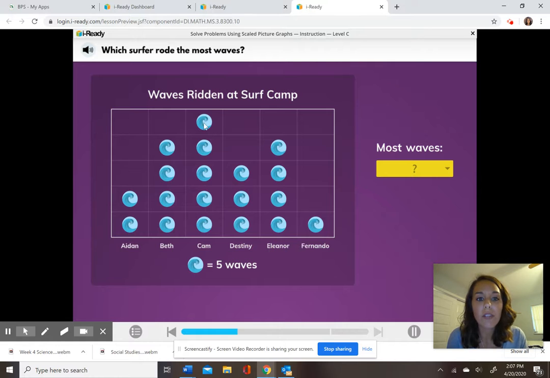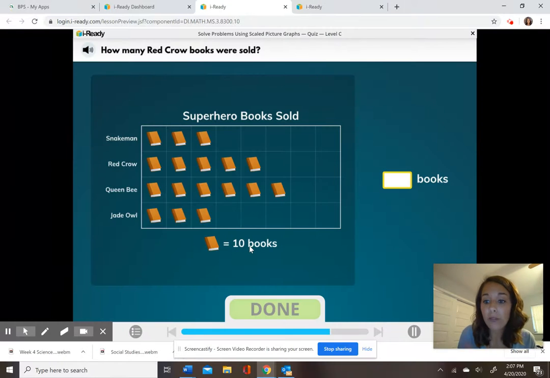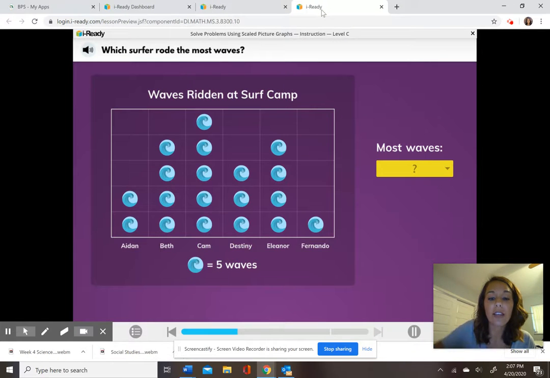So these represent values. So you can tell just by looking at the picture which one has the most, the least, what the difference is. But do yourself a favor and do not skip over this key. This key is huge. The bar graph or picture graph key tells you how much each picture represents. So in this case, the waves represent 5. But in this case, the books represent 10. So I would get totally different answers if I did not check that key. So make sure you're checking the key.